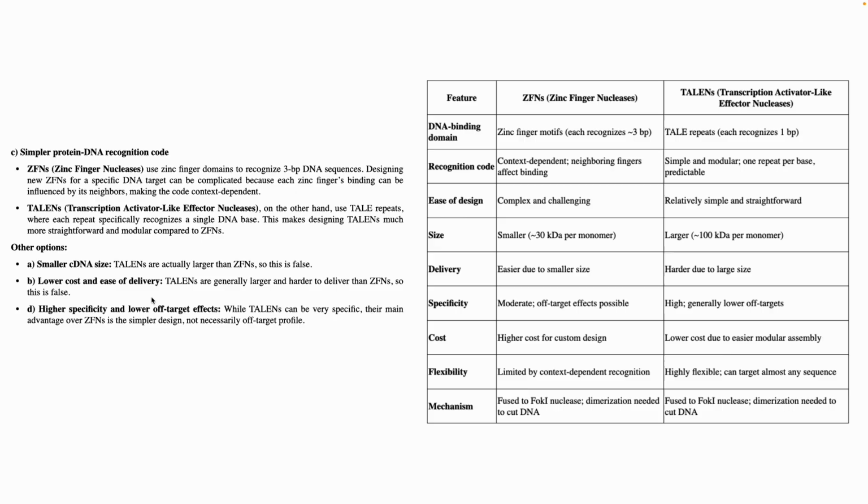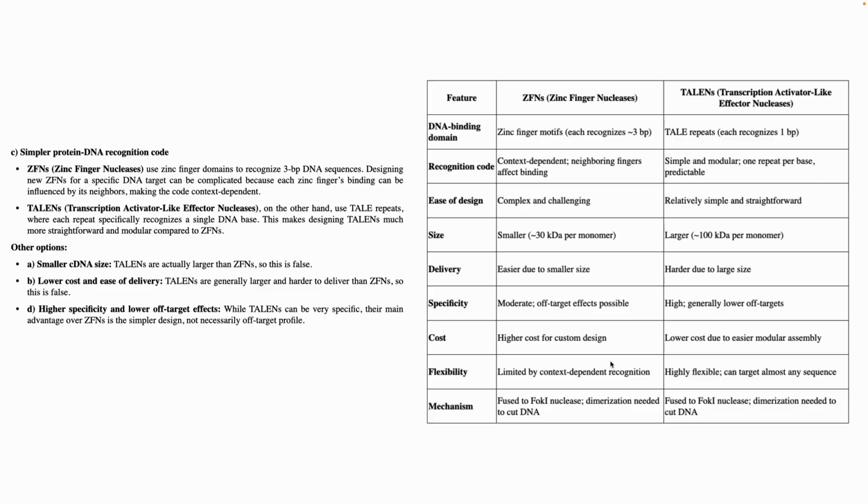So other options were not correct. The smaller cDNA size: the TALENs are actually larger than ZFN, so it is false. The lower cost and ease of delivery: since the TALENs are much larger, they become hard to deliver compared to the zinc finger nuclease, so this is also false. The option higher specificity and lower off target effects: while TALENs can be very specific, the main advantage over ZFN is the simpler design, not necessarily the off target profile.